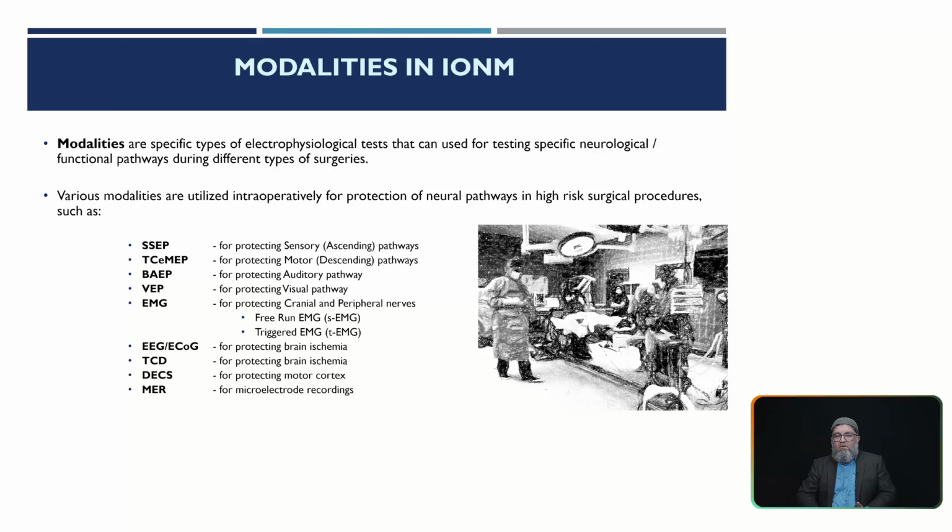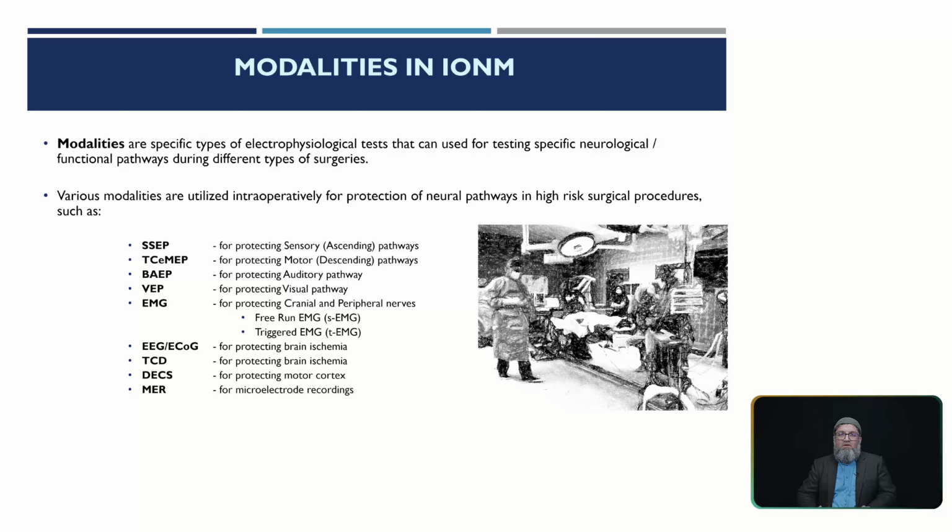Then we have brainstem auditory evoked potential, or BAEP, also known as ABR, auditory brainstem response, or BAER, brainstem auditory evoked response, which is done for monitoring the auditory pathway. VEP, or visual evoked potential, is done any time the optic nerve, eye, optic tract, or optic chiasm is at risk, for the visual pathway. EMG, electromyography, is done by recording from muscles for cranial nerves and peripheral nerves, and EEG is done for protecting the brain from ischemia or stroke.